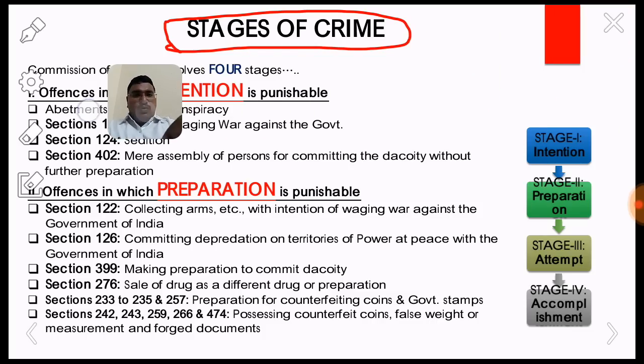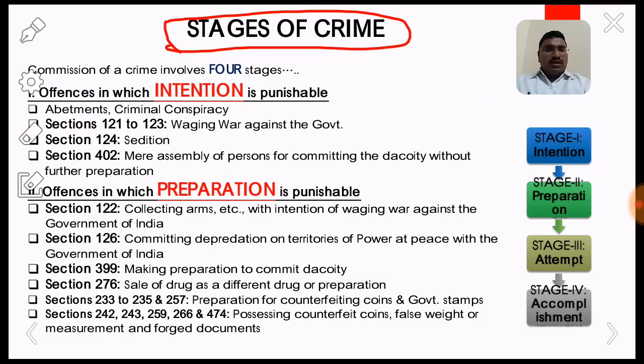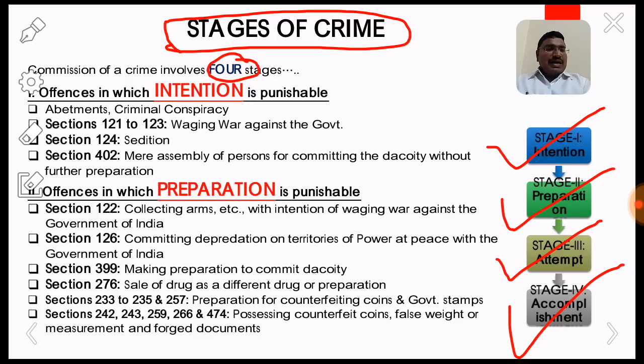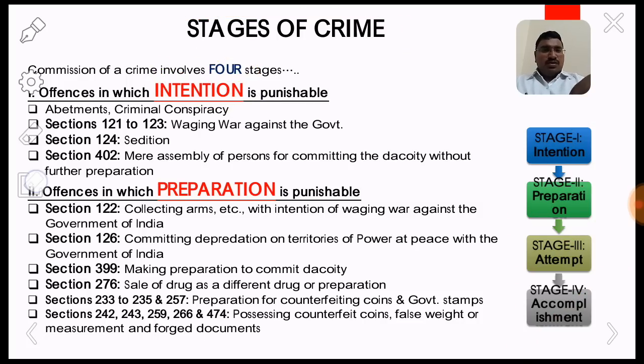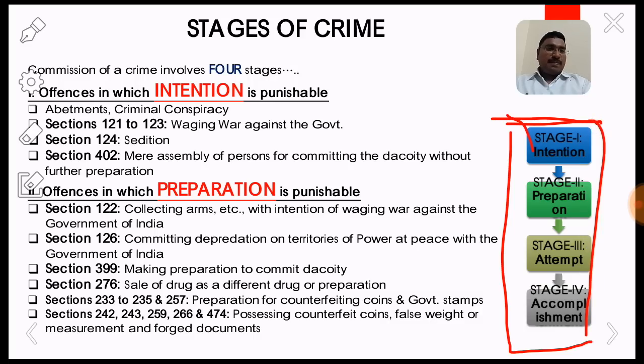Coming to the stages of crime, commission of crime involves 4 stages. Stage 1 is intention, stage 2 is preparation, stage 3 is attempt, and stage 4 is accomplishment. In order to constitute an offence, these 4 stages should be completed. But there are some exceptions.